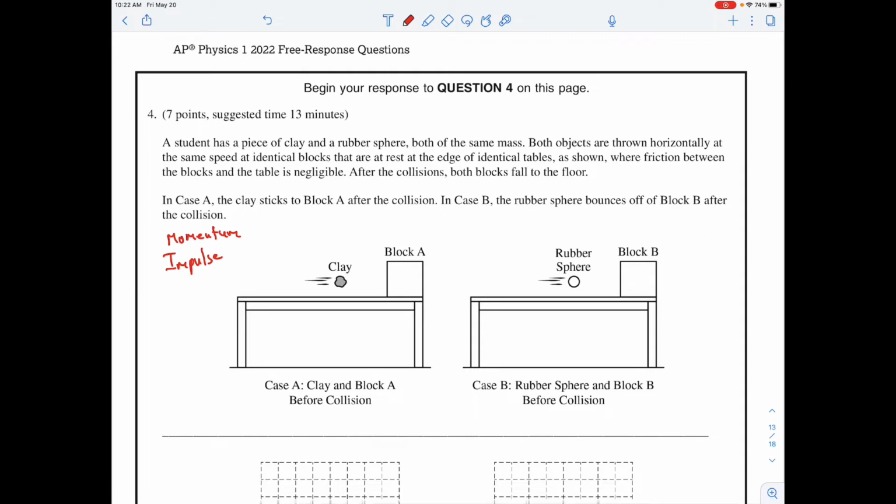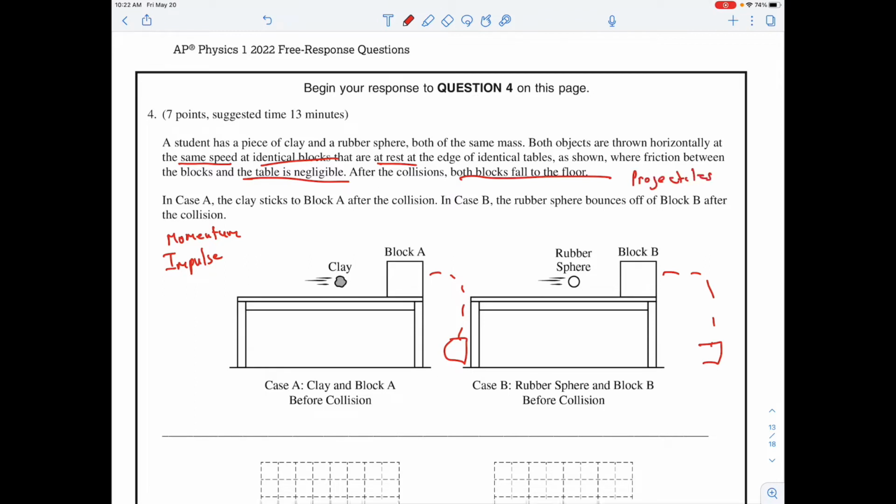A student has a piece of clay and a rubber sphere, both of the same mass. Both objects are thrown horizontally at the same speed, so they have the same speed. Identical blocks at rest, so the momentum of the block before is zero. Friction, not going to have any, I'm pretty sure. After collisions, both blocks fall to the floor. Oh, so if they fall to the floor, there could be some projectiles.